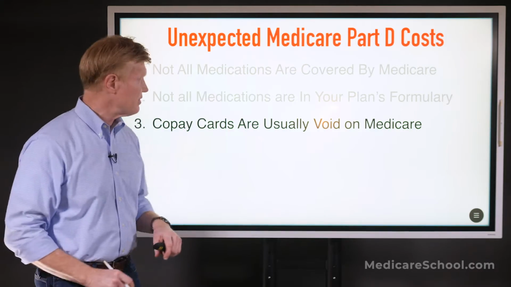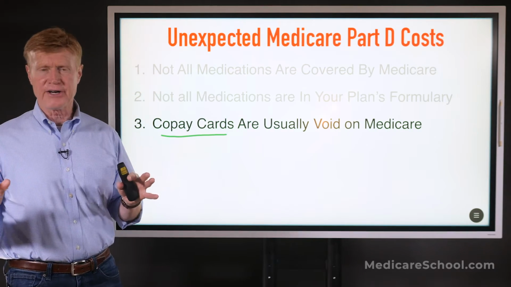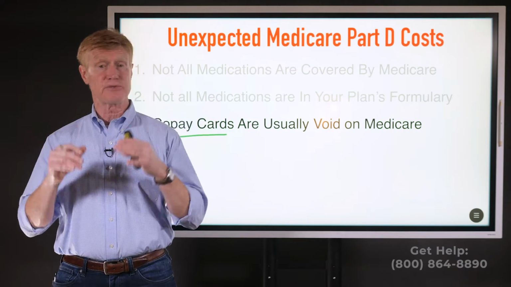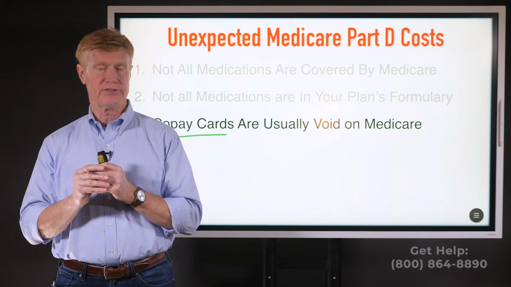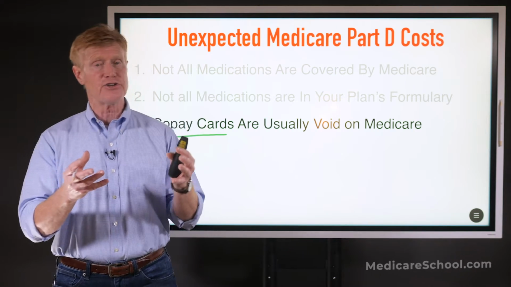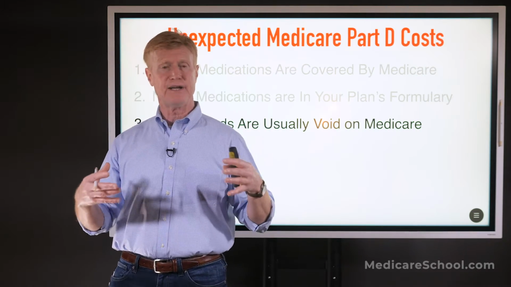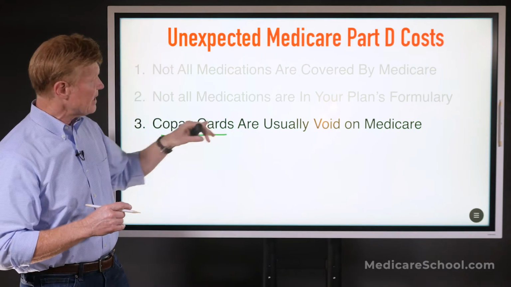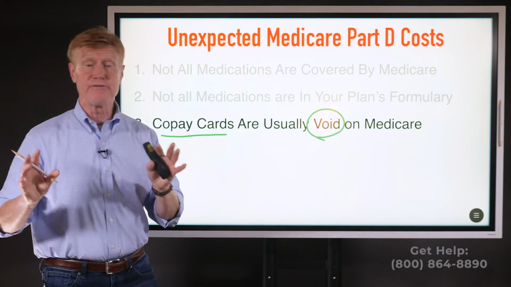Now, the third reason for unexpected costs is a situation where you have a copay card. Copay cards are issued by manufacturers of medications. Pharmaceutical companies issue these, and they're almost always for high-cost medications. And the copay cards are usually very low. If you have a copay card, you may have a copay of $5 for a $1,000 medication, or maybe a zero copay for a $250 medication. But what happens is once you go on Medicare, what you're going to see is almost always those copay cards are now going to be void.